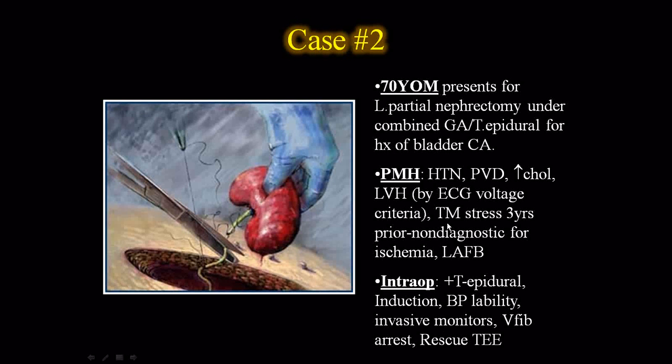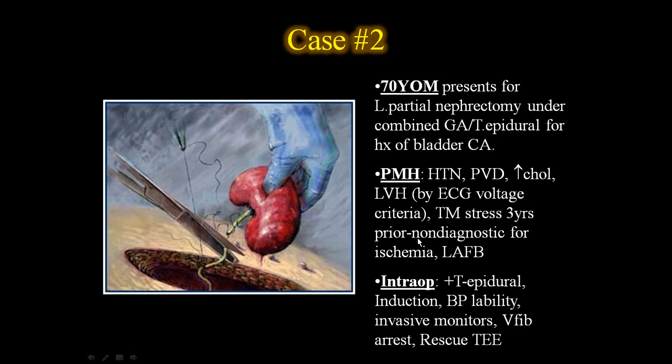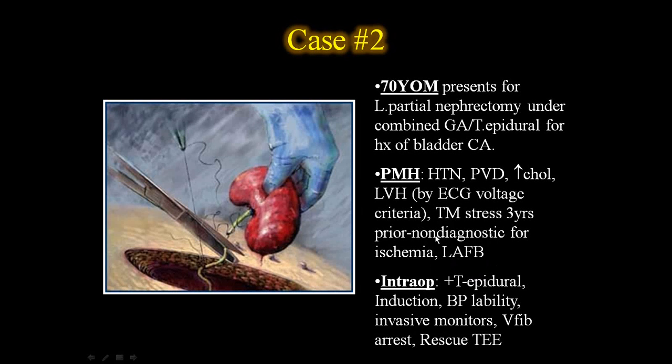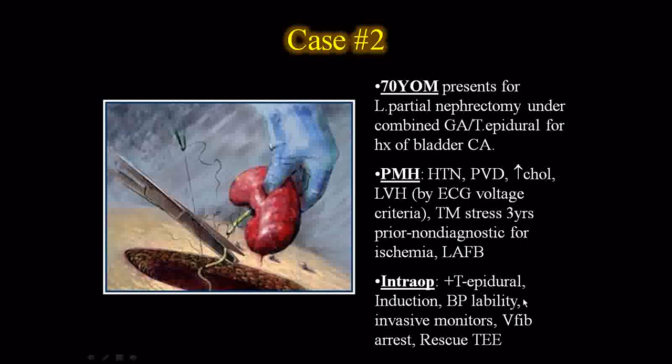And he had had a treadmill stress test 3 years prior, which was read out as non-diagnostic for ischemia, although he had a left anterior fascicular block, which makes interpretation of that particular exam a little equivocal or confounded.